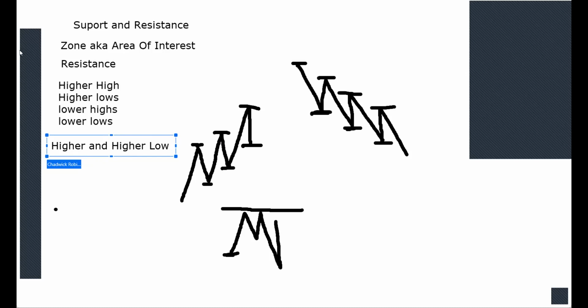And with a sell, if you're going to be doing a sell, you're going to be looking for a lower high and a lower low.